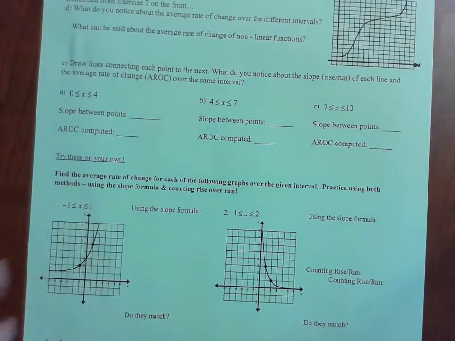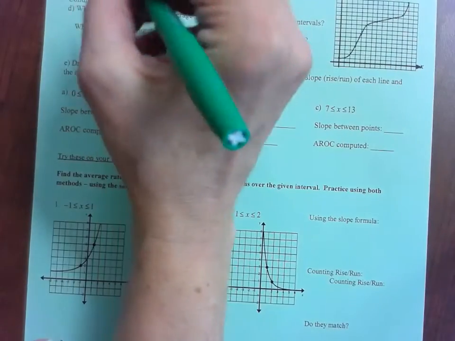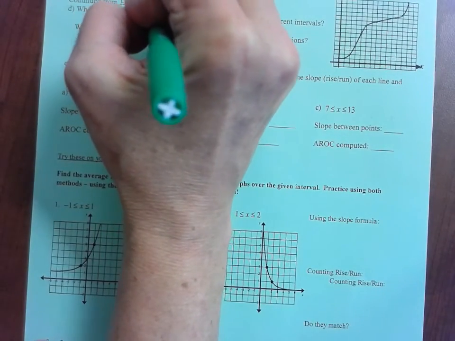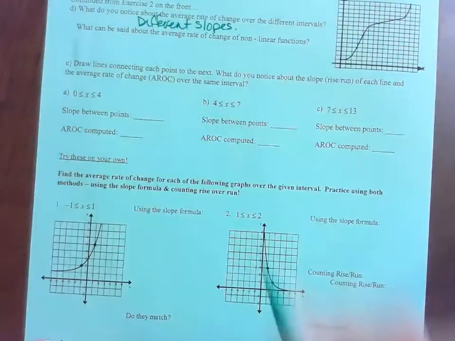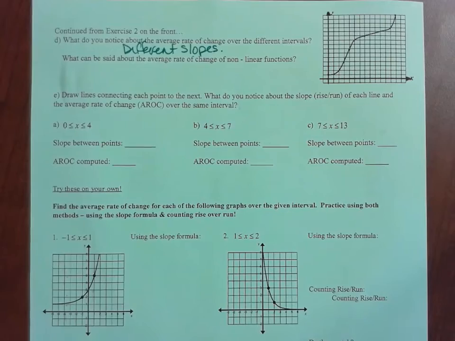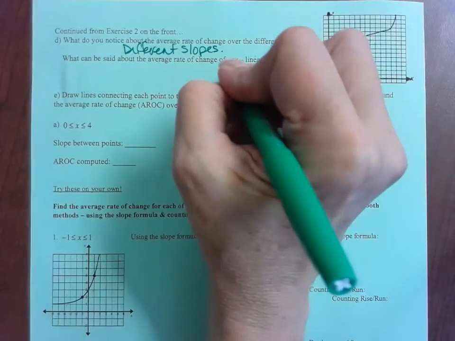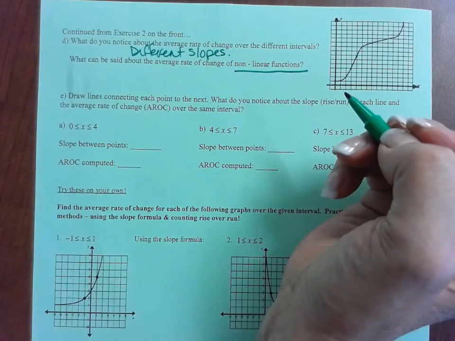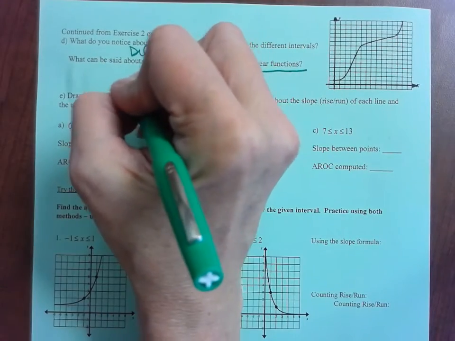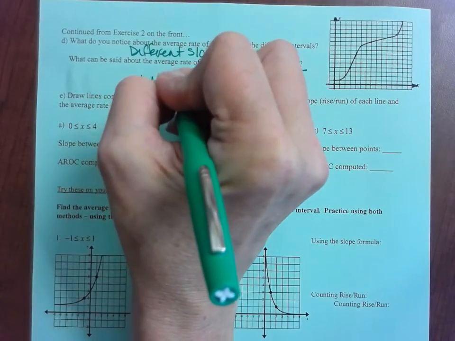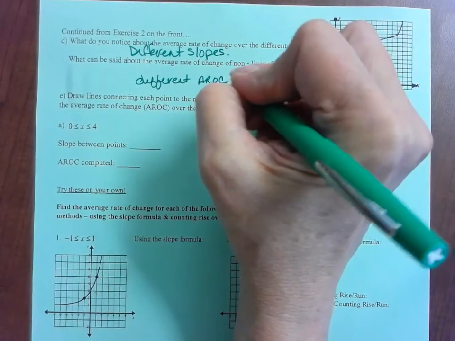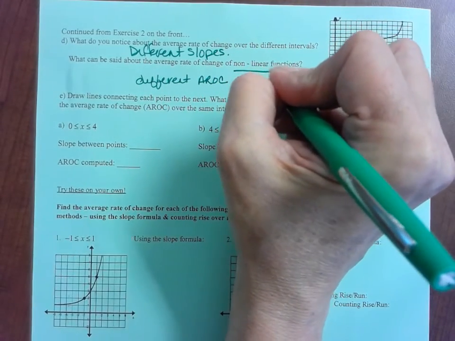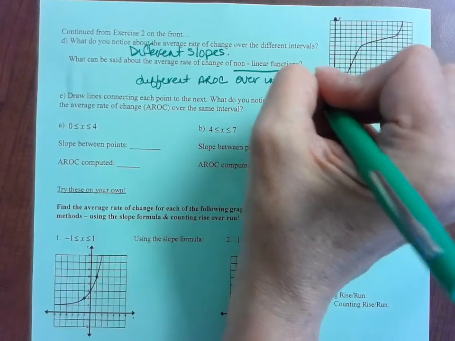Okay, so what we notice is that the different intervals had different slopes. And if we have a nonlinear function, it's going to have different average rates of change over your intervals, depending on what you're doing.